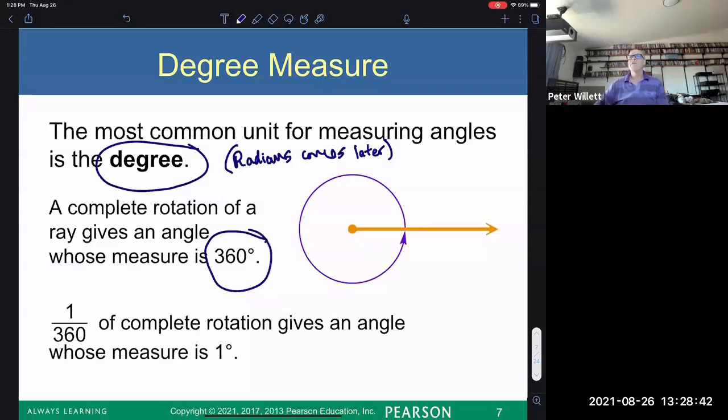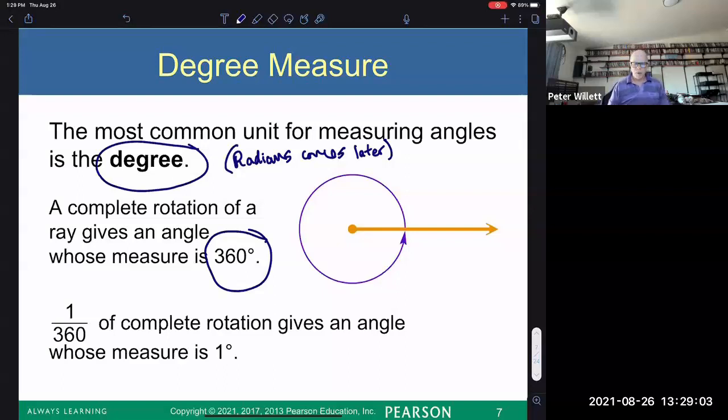And that's kind of like saying, here's how big 1 meter is. You have to have sort of a starting point of something that everybody agrees on. And so we're agreeing that 360 degrees is once all the way around. And then we can always do smaller portions of that.